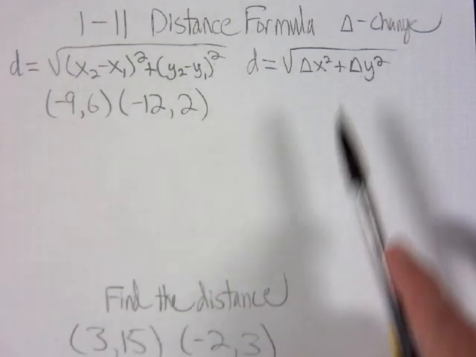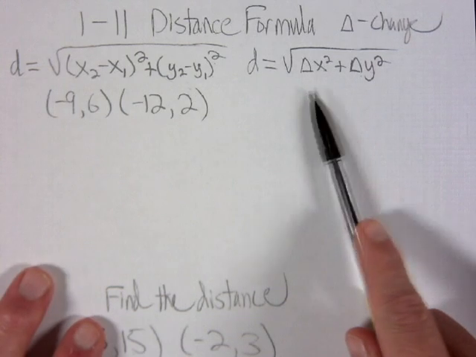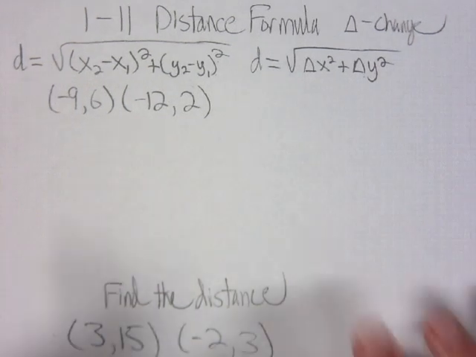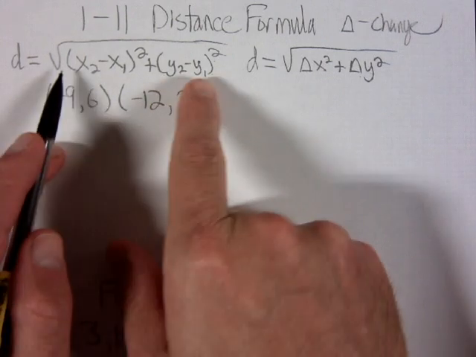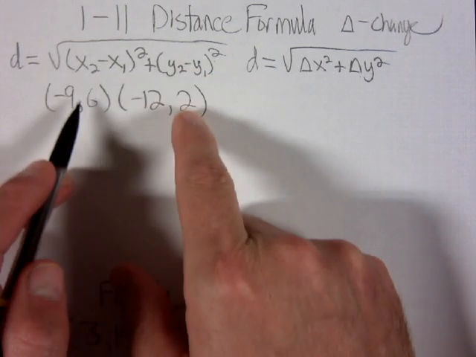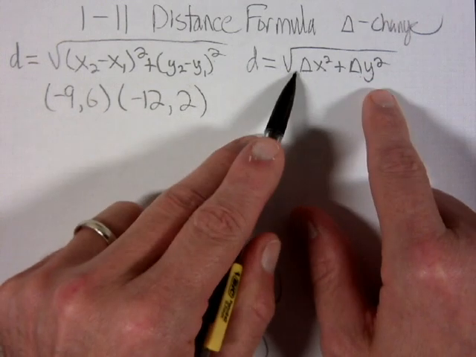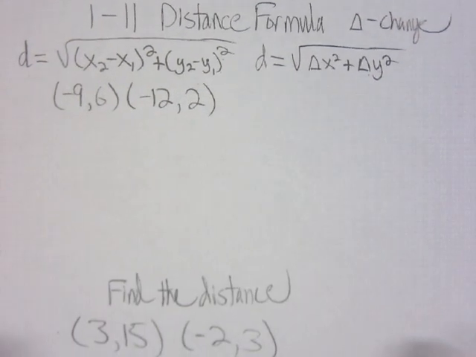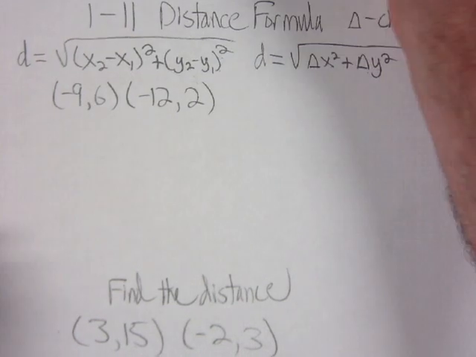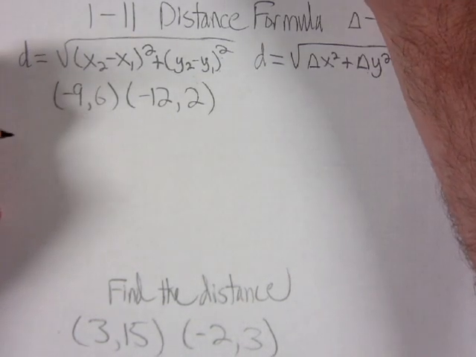Now the reason why I'm showing you this is because a lot of people think that this one is a lot easier to work with than this one is. So right now, we're going to do this problem with the first formula, and then we're going to do the same problem with the new formula, and then you can choose whichever one you like the best. Okay? So if I were plugging into the original distance formula, it'd look like this.